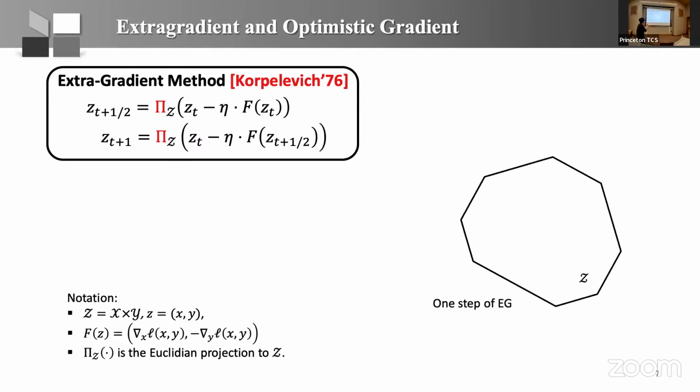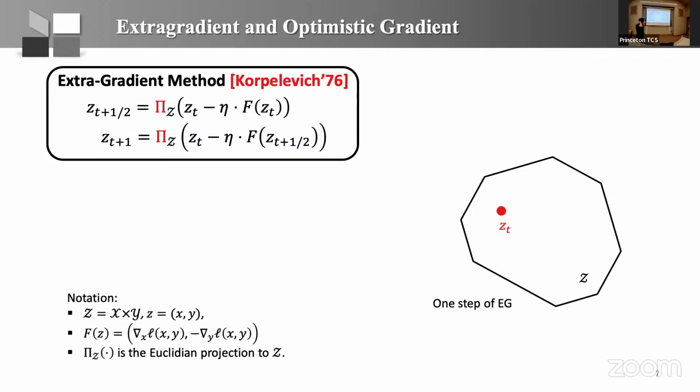I'm introducing some new notation here. I don't want to write x, y anymore, so I'm going to concatenate them and use z to denote that. Capital Z will be the set of feasible joint strategies. We use f of z, this operator, to denote the gradient for the two players, and pi of z is just the Euclidean projection.